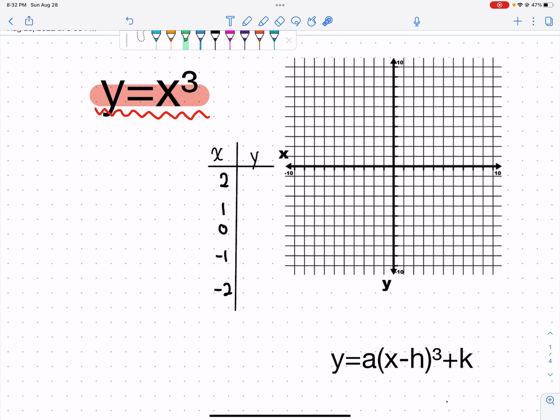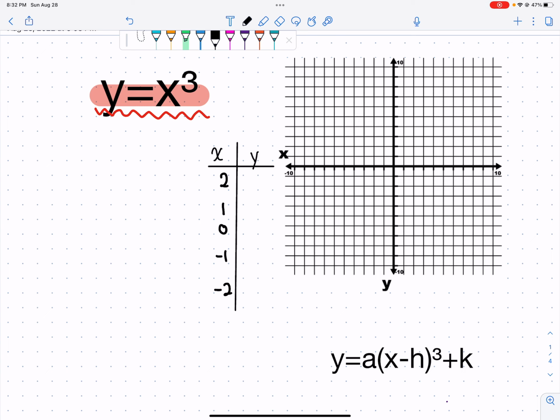As you can see, I've already chosen our values in our x column, and the reason I did that is because these are the ones that are the most important to know. Since it's cubed, the numbers can get big really fast, because if x was 4, it would be 4 times 4 times 4. So what I've done is I've done 2 to negative 2.